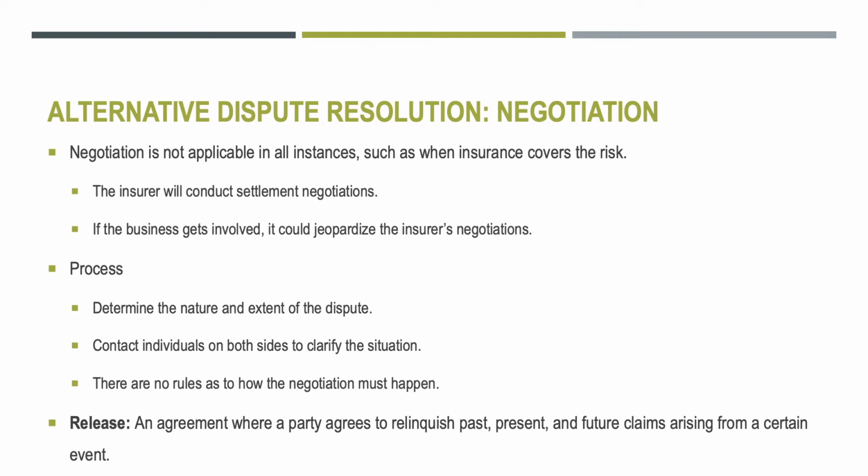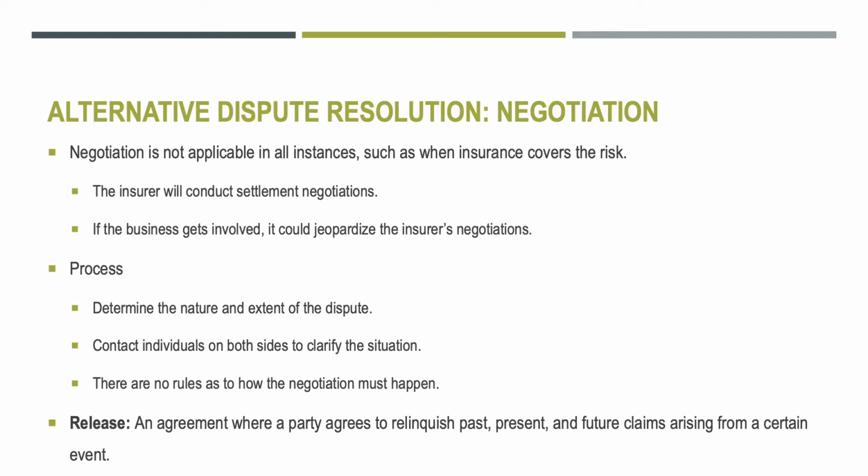There are some exceptions in terms of when you can use negotiation. So for example, if an organization creates a toxic spill and has insurance to cover such accidents, then it's not appropriate for the organization to directly negotiate with those impacted. In such a case, the insurer has to conduct the settlement negotiations on the organization's behalf.